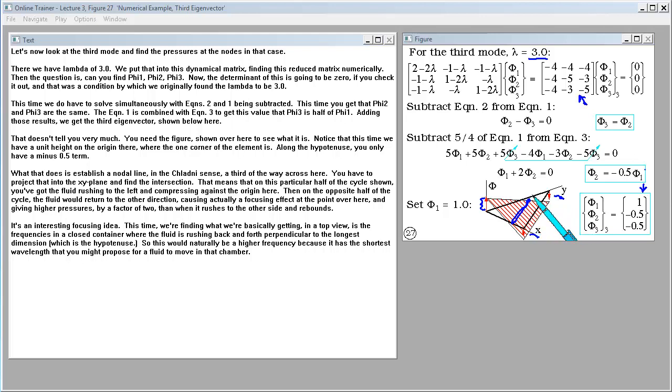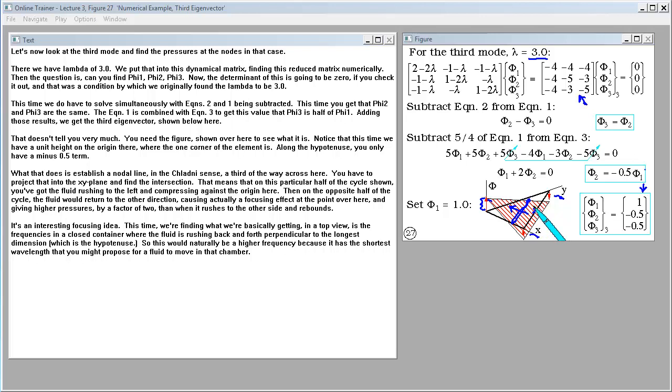And that means that on this particular half of the cycle shown, you've got the fluid rushing to the left and compressing against the origin here. And then on the opposite half of the cycle, the fluid would return to the other direction, causing actually a focusing effect at the point over here and giving higher pressures by a factor of 2 than when it rushes to the other side and rebounds. So it's an interesting focusing idea.